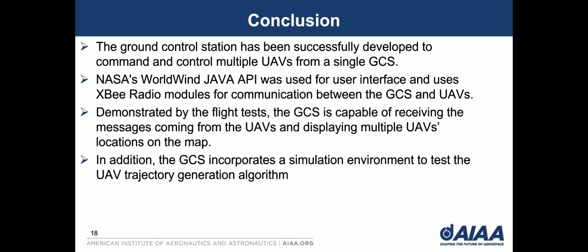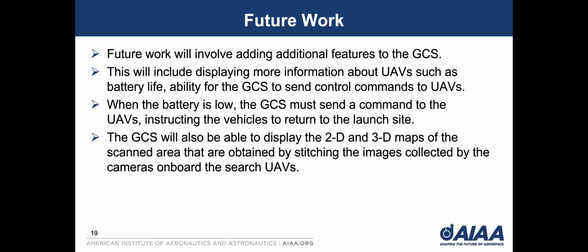Conclusion of this project: the ground control station has been successfully developed to communicate with and control multiple UAVs from a single ground control station. We are using the NASA WorldWind Java API for the user interface, and the SiK radio for communication between the ground control station and the UAV. As demonstrated by the flight test, the ground control station is capable of receiving messages coming from the UAV and displaying multiple UAV locations on the map. In addition, the ground control station incorporated a simulation environment to test the UAV trajectory generation algorithm.